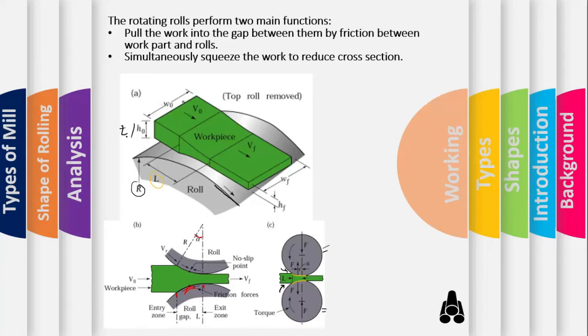We have some initial width dimension of the workpiece, we have some final dimension of the workpiece. There's a contact length which we need to determine. What is the contact length between the workpiece and the roll? There is some angle at which the workpiece is entering into the gap between the rolls, and there is a roll gap, that is the distance between the entry zone and the exit zone, and here the frictional forces are actually working to pull the workpiece into the gap.